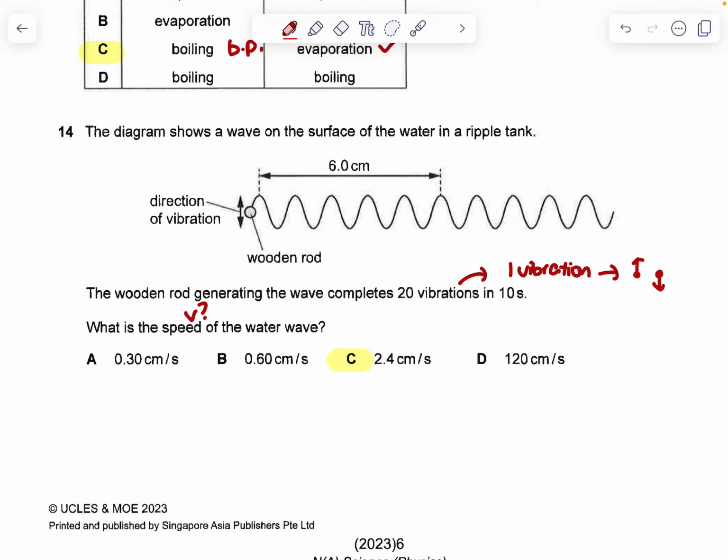If you can see here in this 6 cm, it actually completes 5 wavelengths. One crest, 2 crests, 3, 4, 5. So actually it's 5 wavelengths. So 1 lambda is equal to 6.0 divided by 5, which will give you 1.2 cm. Take note of the units.